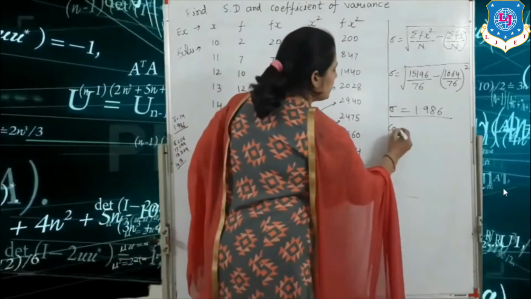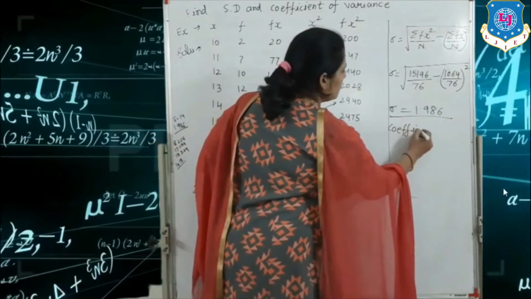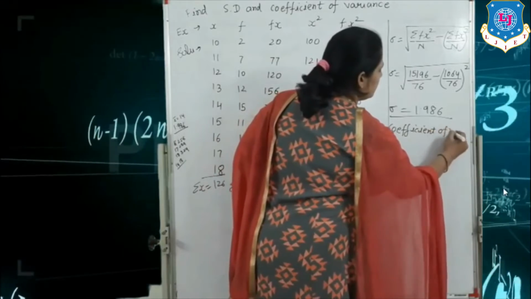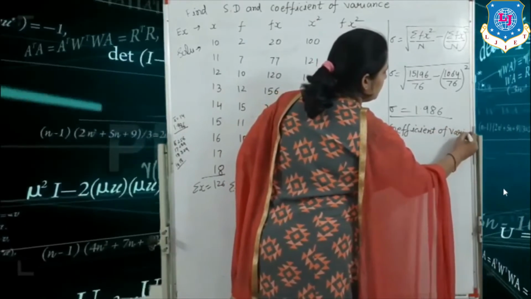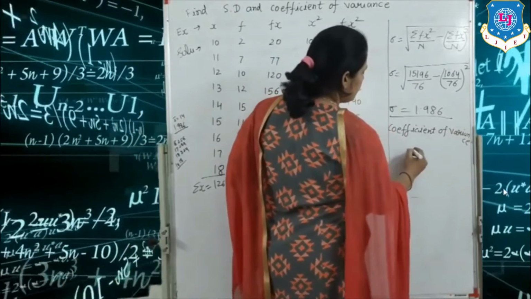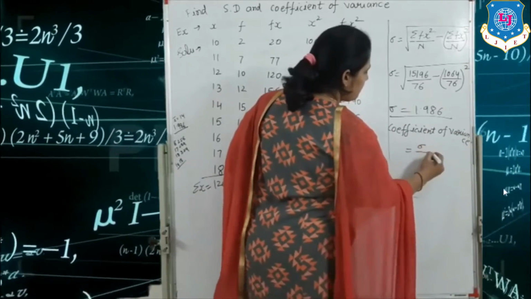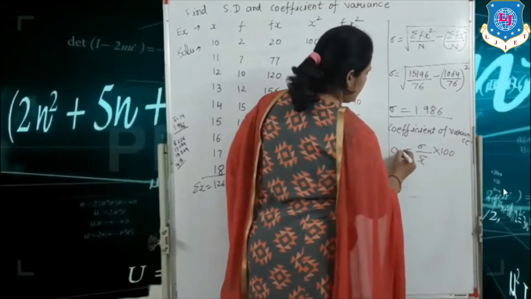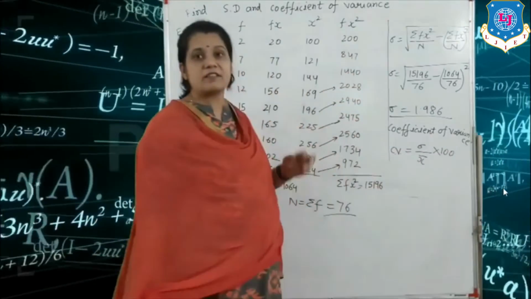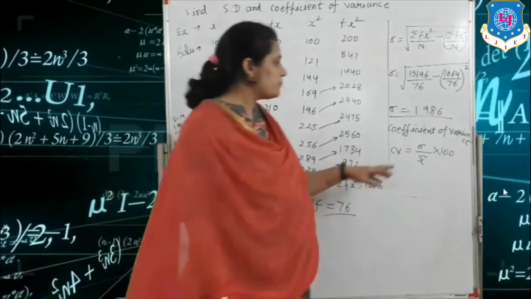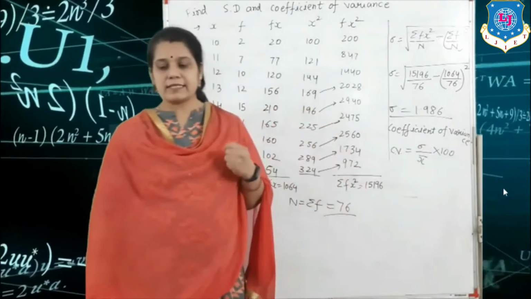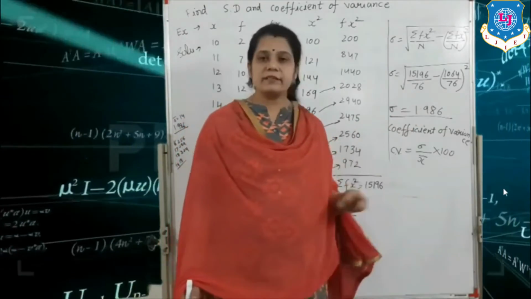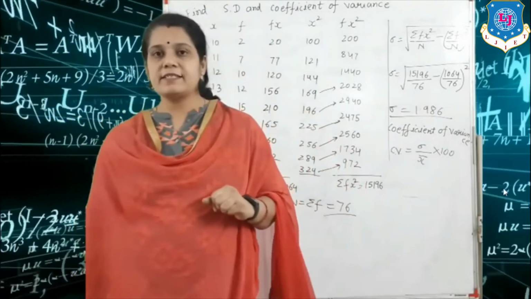Coefficient of variance, the formula is sigma upon x bar into 100. Coefficient of variance, that means C, we write here the C. Formula is sigma upon x bar into 100. So sigma, we have already found the value of sigma, 1.986.